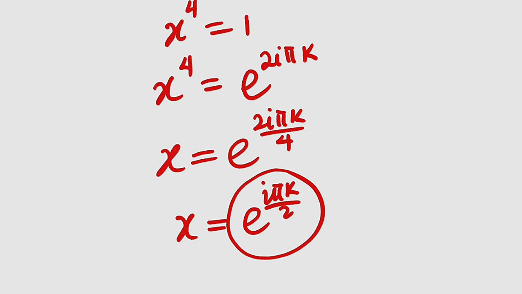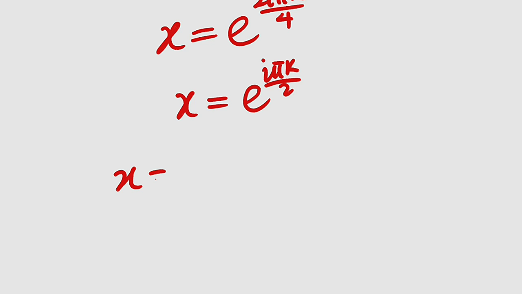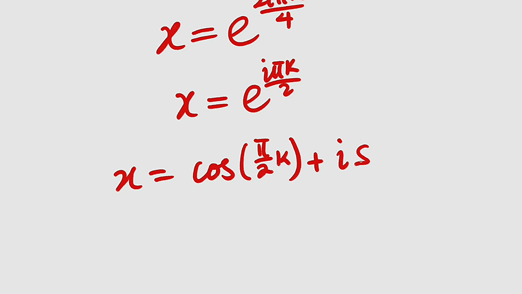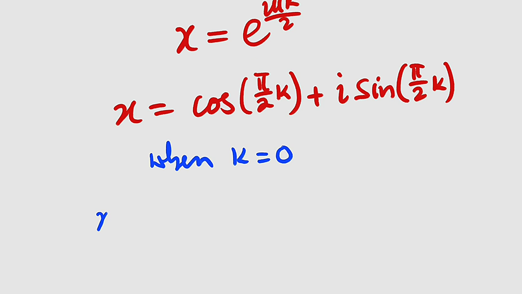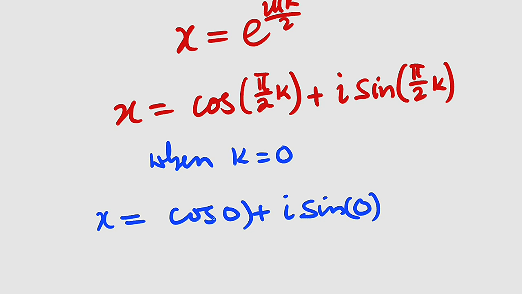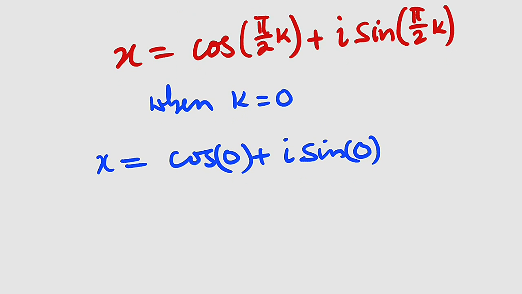And you know that we can express this in polar form. Let's do that. x is equal to cosine of pi over 2 multiplied by k, plus i sine of the same thing, pi over 2 k. So let's start substituting the values of k. When k is equal to 0, we have x equal to cosine of 0 plus i sine of 0, because 0 times the whole of this will give us 0, right? And what is cosine of 0? Cosine of 0 is 1. Sine of 0 is 0. So the whole of this will be equal to 1.